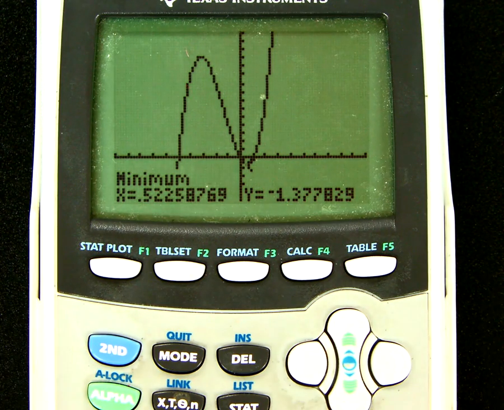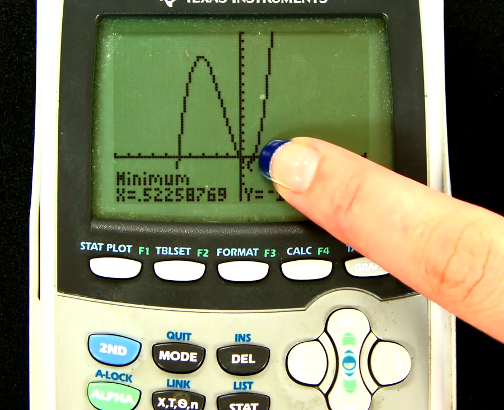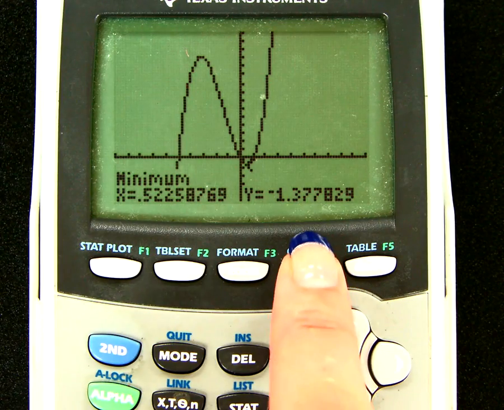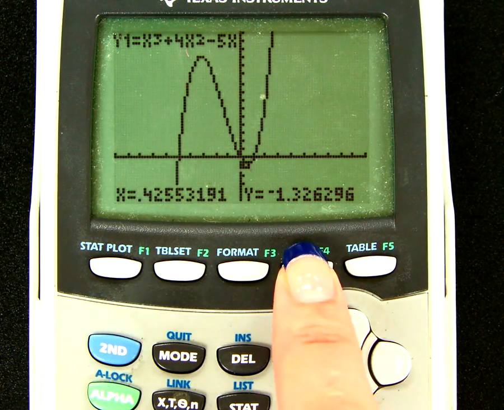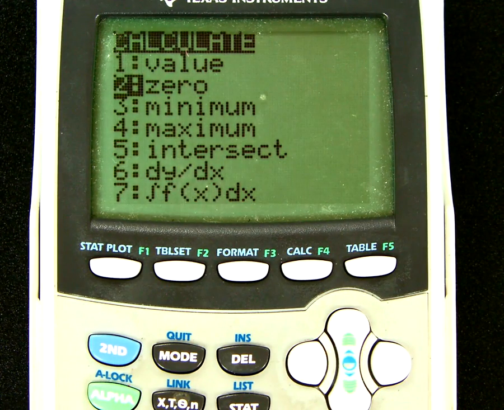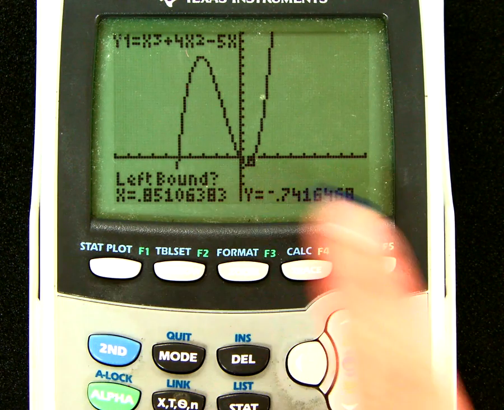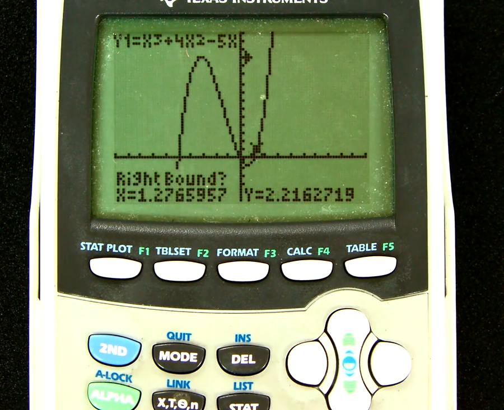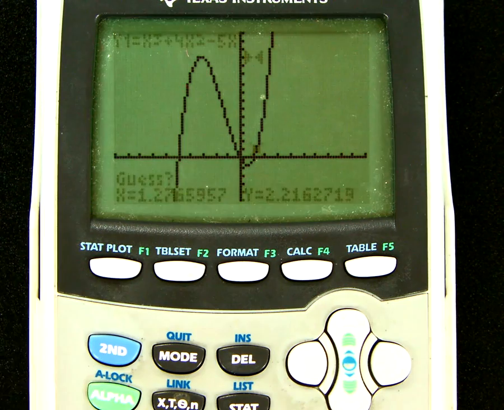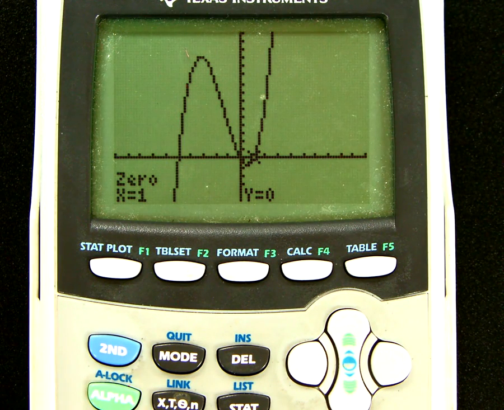And we have one thing left to figure out, that is the 0 right here. So second trace, select 0. So again, we want to be just below the x-axis for the left side, enter. Then above for the right side, enter. Enter when it says guess. So our last 0 is a positive 1.